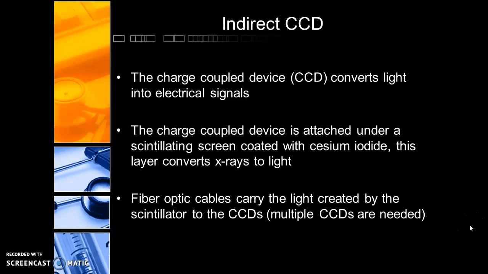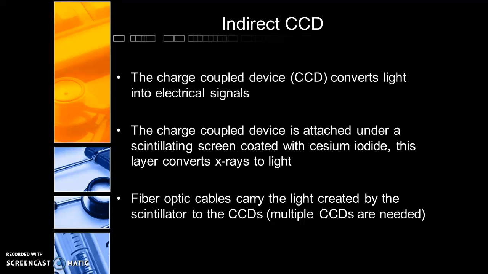In this lesson, we're going to be talking about image acquisition for both direct and indirect digital X-rays. We're going to cover two types of indirect acquisition and one type of direct acquisition. So first, we're going to talk about the indirect CCD or charge coupled device.